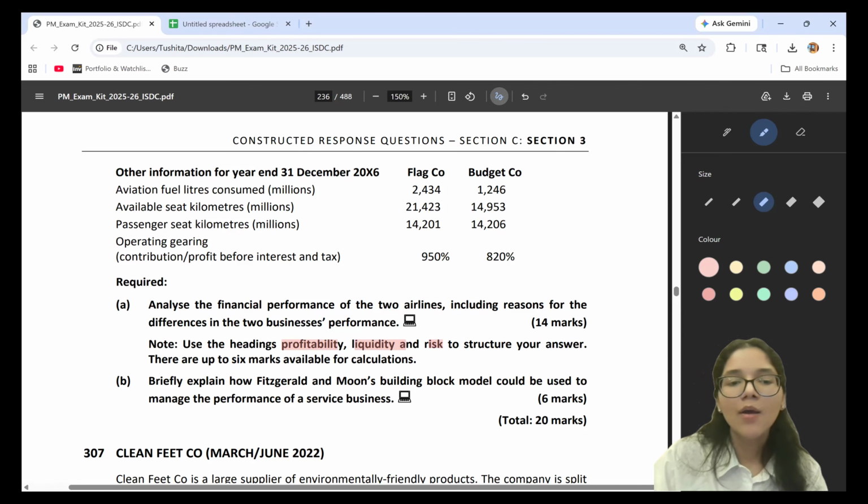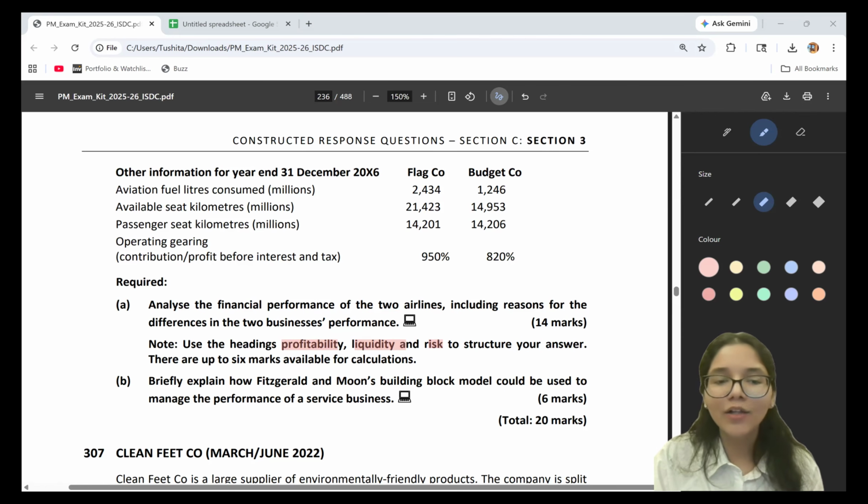And you can also see my numerical marks are available for 6. So what should I do? How many numbers should I look at calculating for profitability, liquidity, and risk? How many ratios should I aim at? Firstly, we should look at least 2 ratios for each, and if time allows, maybe I can try to go for 3, but at least 2 each so that the total comes out to 6 ratios. This is what my target should be.